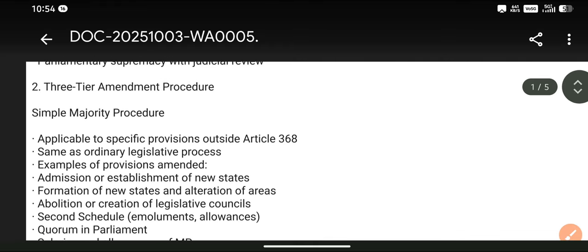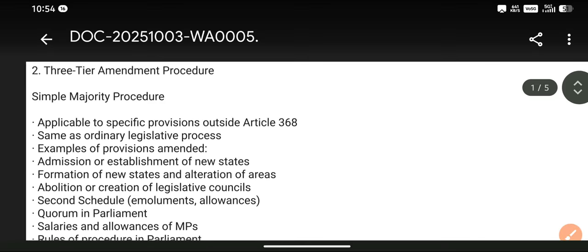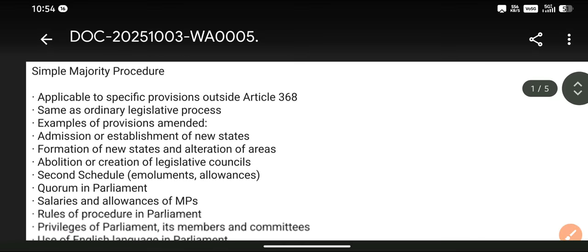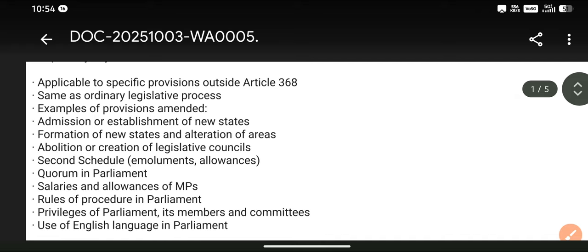Three-tier amendment procedure. Simple majority procedure. Applicable to specific provisions outside Article 368. Same as ordinary legislative process. Examples of provisions amended: admission or establishment of new states, formation of new states and alteration of areas.